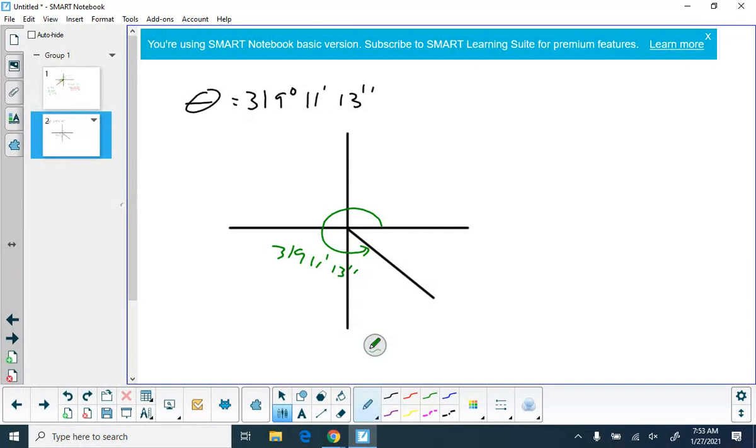Okay, terminal side, reference angle, theta reference, formed by the x-axis and the terminal side. The x-axis and the terminal side. So here's your reference angle. That is your reference angle. That's what we need to calculate.